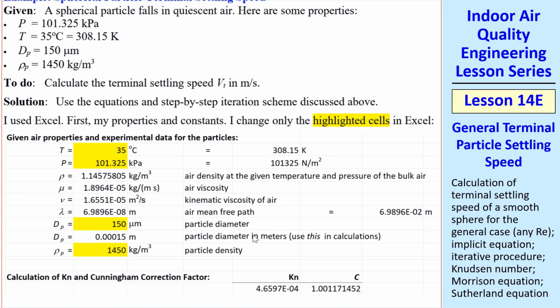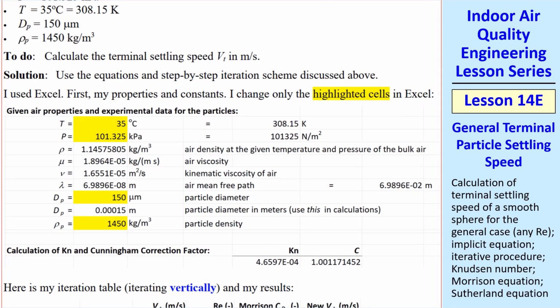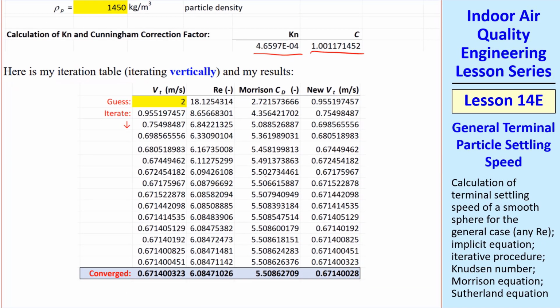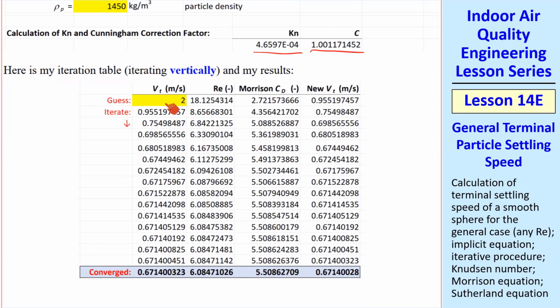I got in the habit of changing only highlighted cells in Excel. The cells that are not highlighted have equations embedded into them, so I can set this up with any temperature, pressure, diameter, and density of the particle. Everything else is calculated. I calculate my Knudsen number and my Cunningham correction factor, and then here's my iteration as I described above. My initial guess was 2 meters per second. I got a Reynolds number, a drag coefficient from the Morrison equation, and a revised Vt.